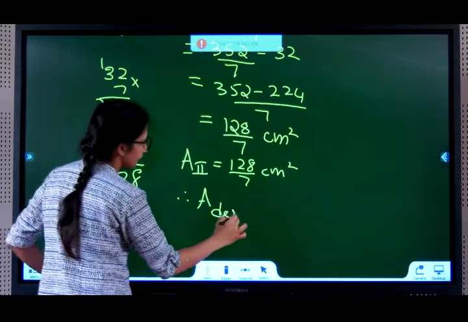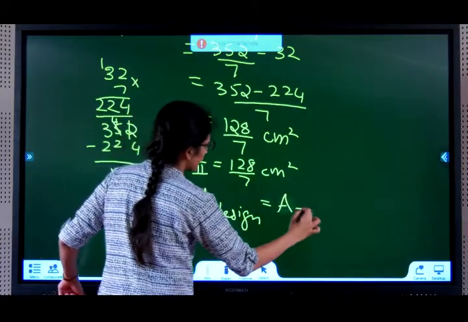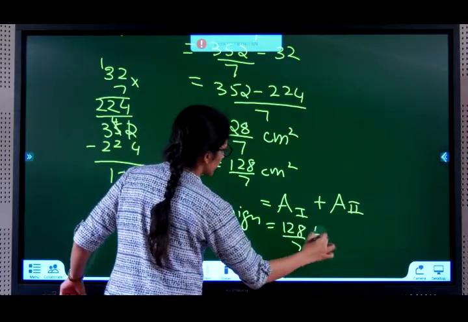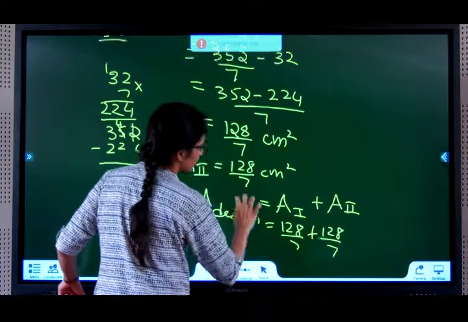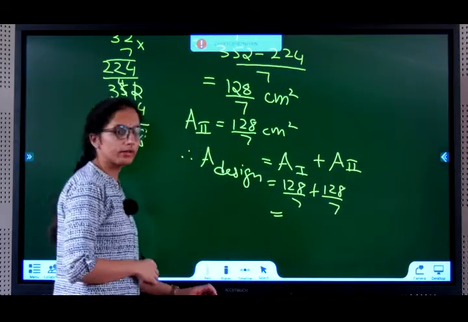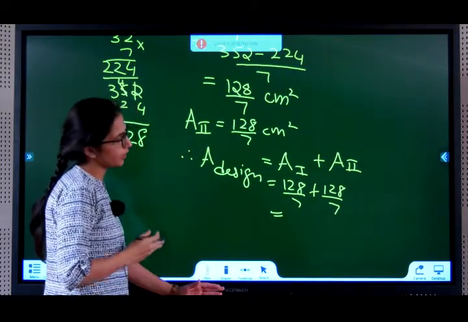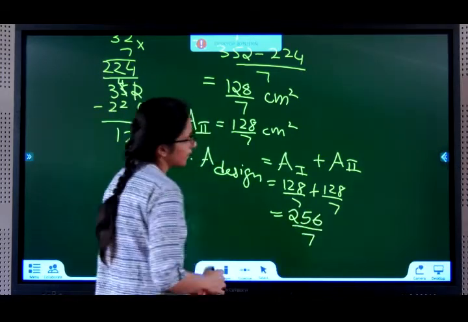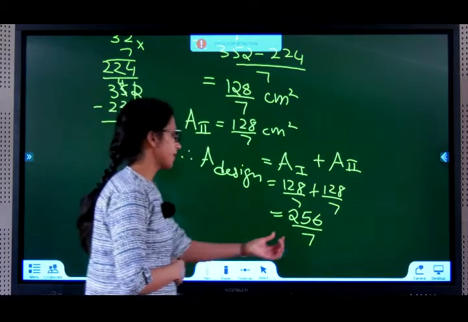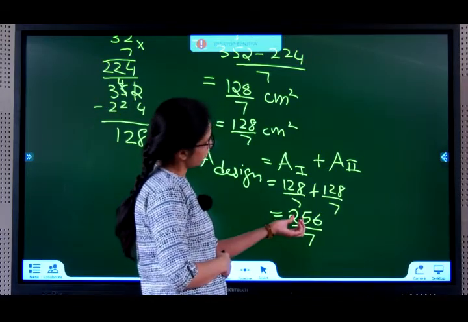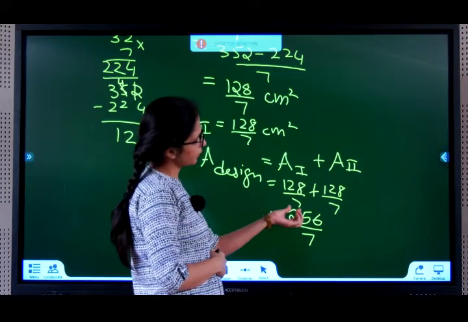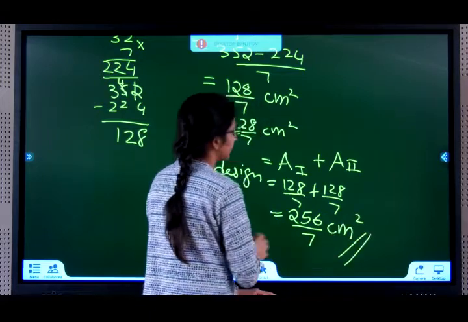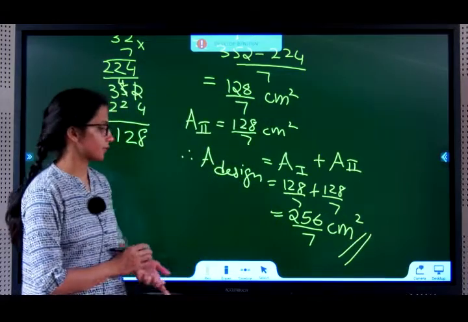Therefore, area of design is equal to area of 1 plus area of 2. 128 by 7 plus 128 by 7. 128 plus 128, 256. 256 by 7. Is 256 by 7 divisible? 7 3s are 21, remainder 4, not divisible, so you can leave it as it is. 256 by 7 centimeters square.